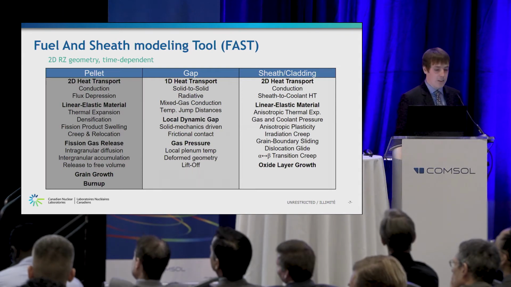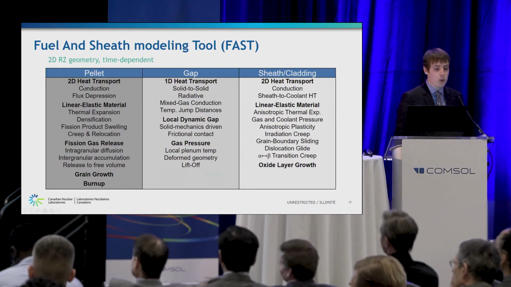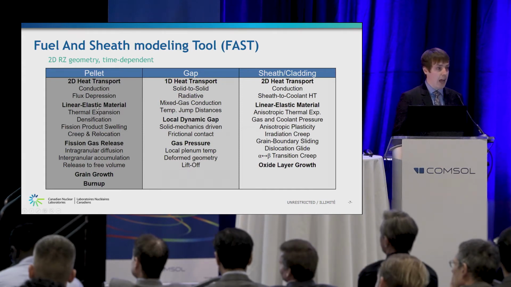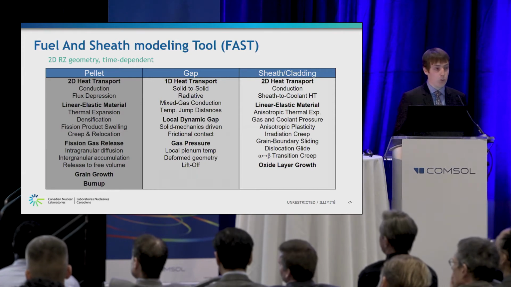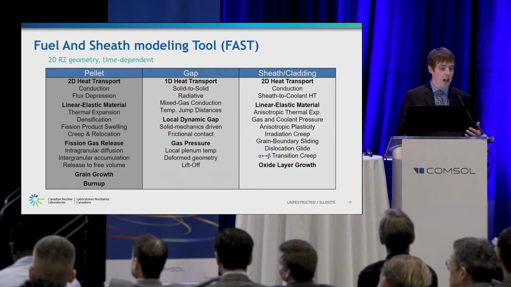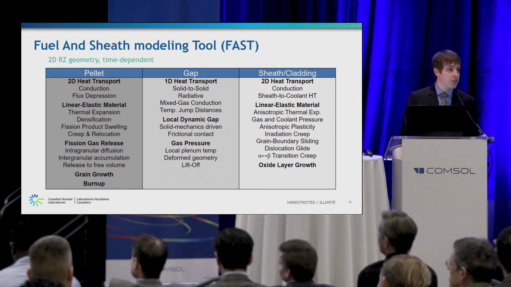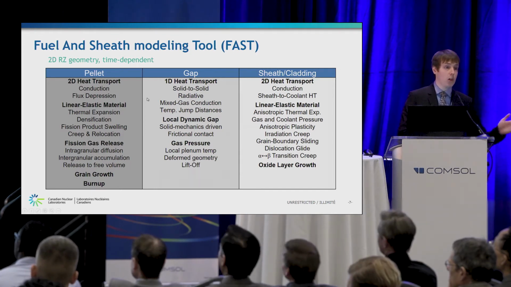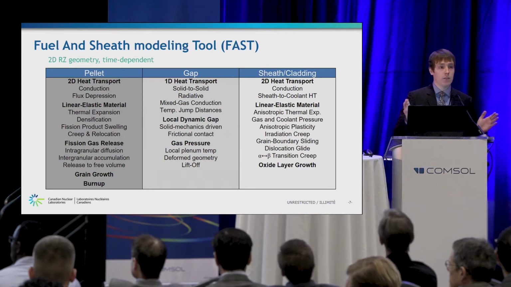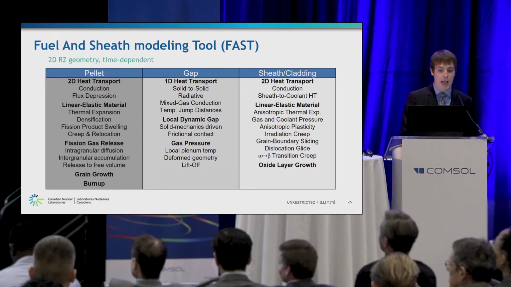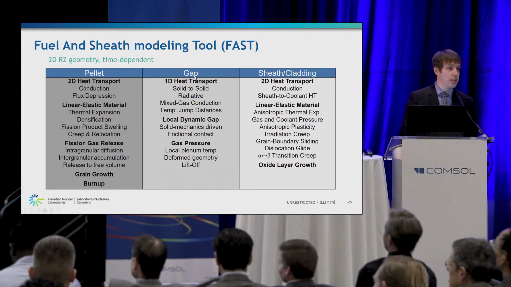There's quite a bit of physics involved in the model. So we have 2D heat transport, both in the pellet and in the cladding. We have linear elastic materials, but then we also have to add on top of that thermal expansion, densification, fission product swelling, creep, relocation, which is a type of cracking phenomena. We have the fission gas, which causes additional swelling. We have a gap between the solid pellet and the solid cladding filled with gas. So we have to transport heat across that. That involves calculating gas composition, gas pressures, gas temperatures.